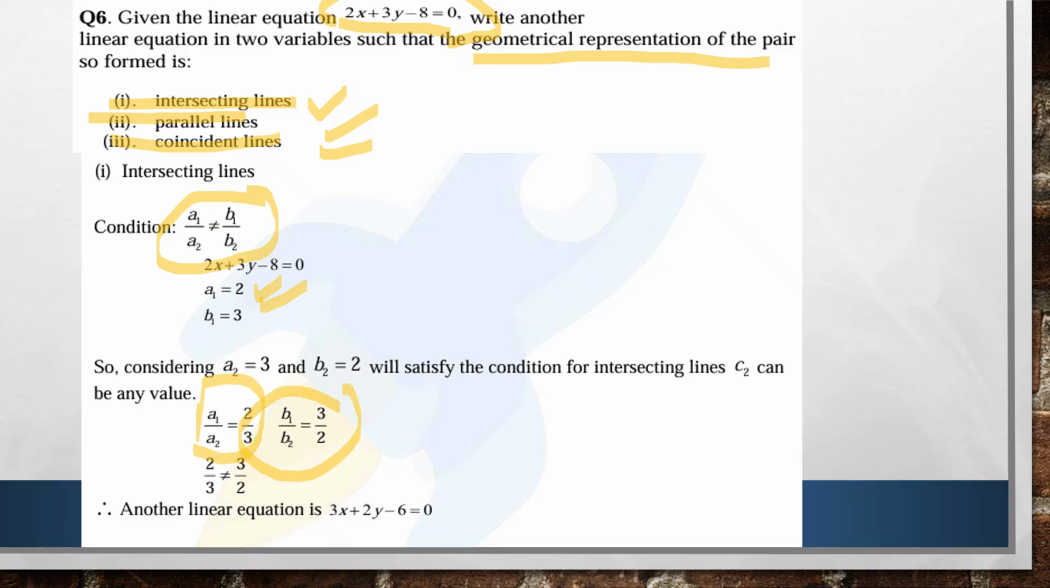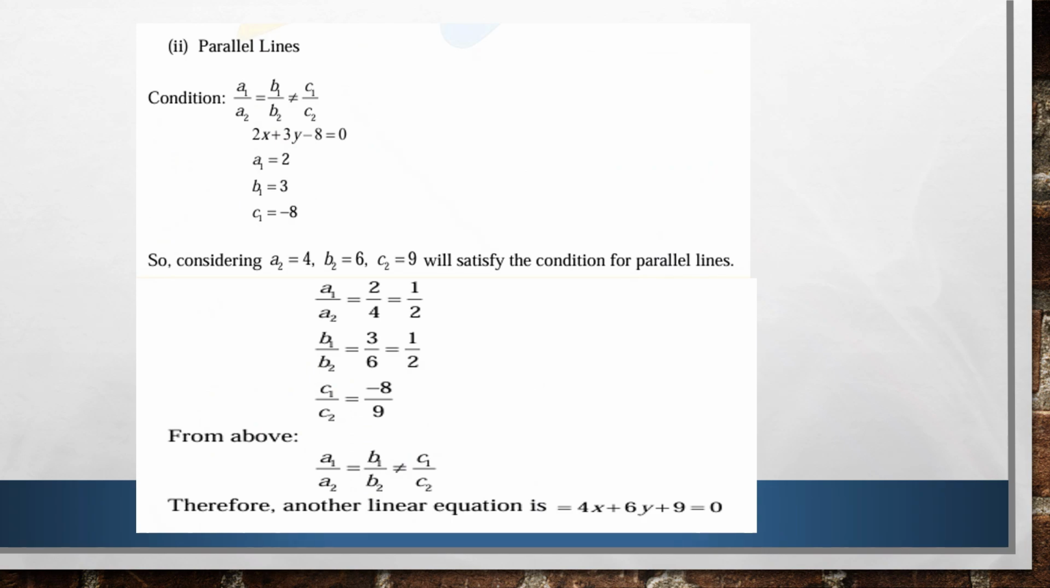Then I can say 2 by 3 is not equal to 3 by 2. This is the case of the intersecting line. Second, I have to use the parallel line. What is the parallel line condition? a1 by a2 is equal to b1 by b2 is not equal to c1 by c2. Here I can take a1 as 2, b1 as 3, c1 as minus 8, a2 as 4, b2 as 6, c2 as 9.